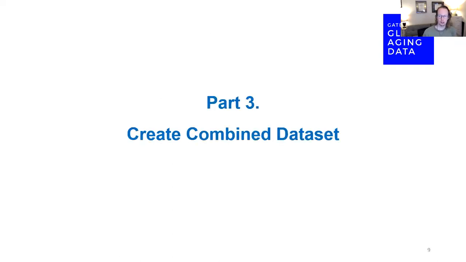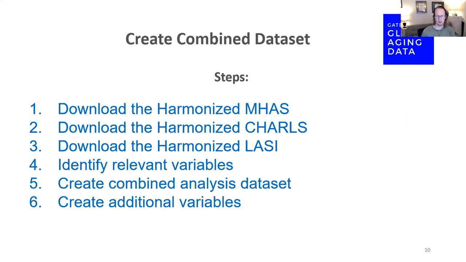So the next step is we're going to create a combined data set. We want to take those 3 data sets and we're going to put them together. So the steps for that are going to be to download the harmonized MHAS, download the harmonized CHARLS, download the harmonized LASI. We're going to identify the relevant variables we want out of each of those. We're going to create a combined analysis data set, and then we're going to create some additional variables that'll help us in this cross-study analysis we'll do in the 4th step.